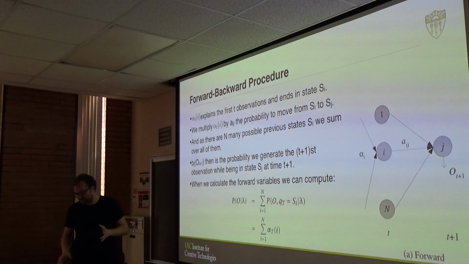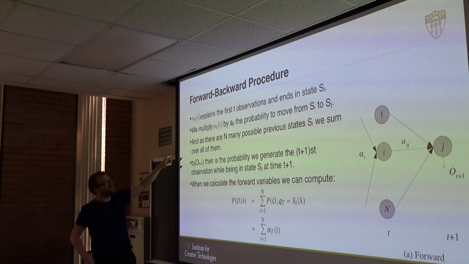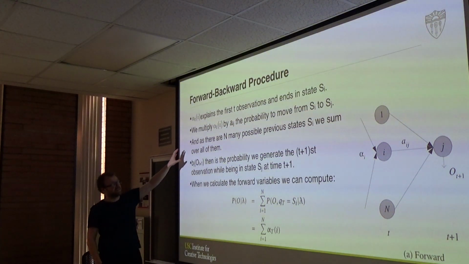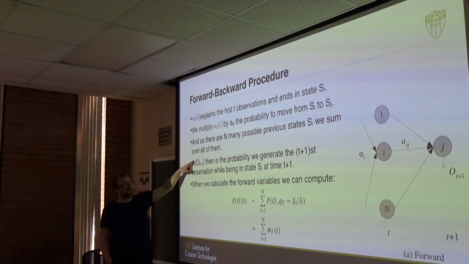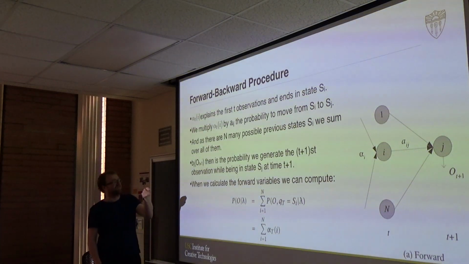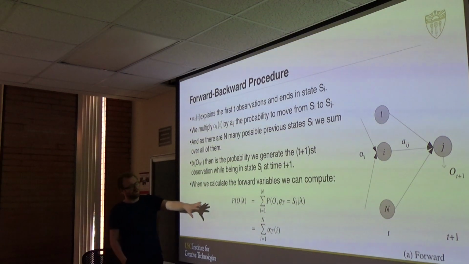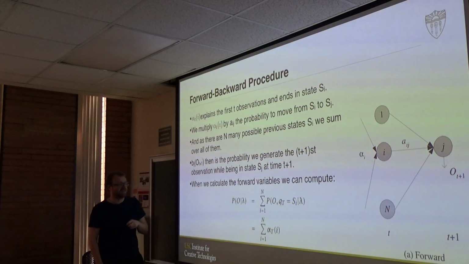So in other words, alpha explains that the first t observations end in state Si, and we multiply alpha with the probability to move from Si to Sj. As there are n many possible previous states Si, we sum over all of them. And bj(ot+1) is the probability that we generate the t+1st observation while being in Sj. That's what this tells us.